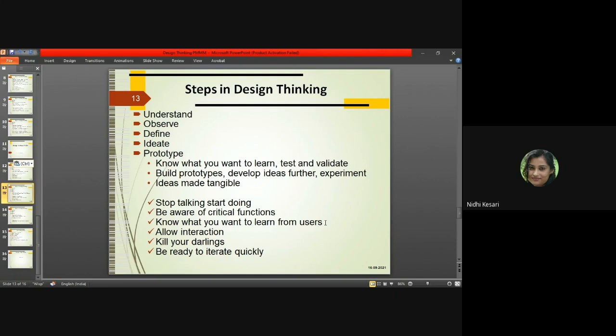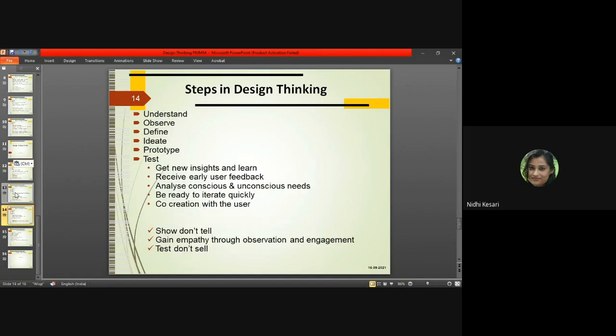So prototyping is all about coming up with some handy solution, the way the product will look like. Okay, so this is one last thing which we do to give a shape to our ideas. Next stage is testing. This is the sixth and the last step in design thinking.